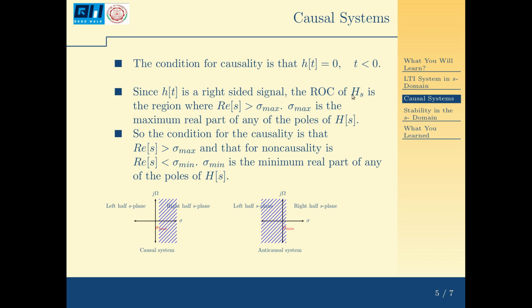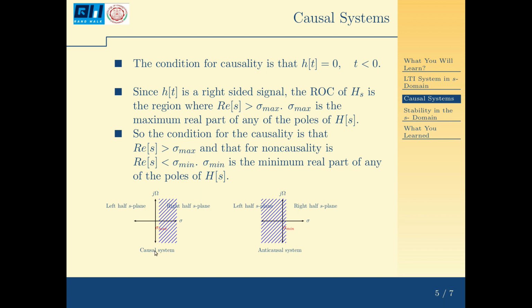So H(s) will have many poles in there, like say 1/s, or 1/(s+...), or s minus 2, something like that. So look at the maximum value of the pole, let that be sigma max. Sigma max is the maximum real part of any of the poles of H(s). So the condition for causality is that the real part of s should be greater than sigma max.